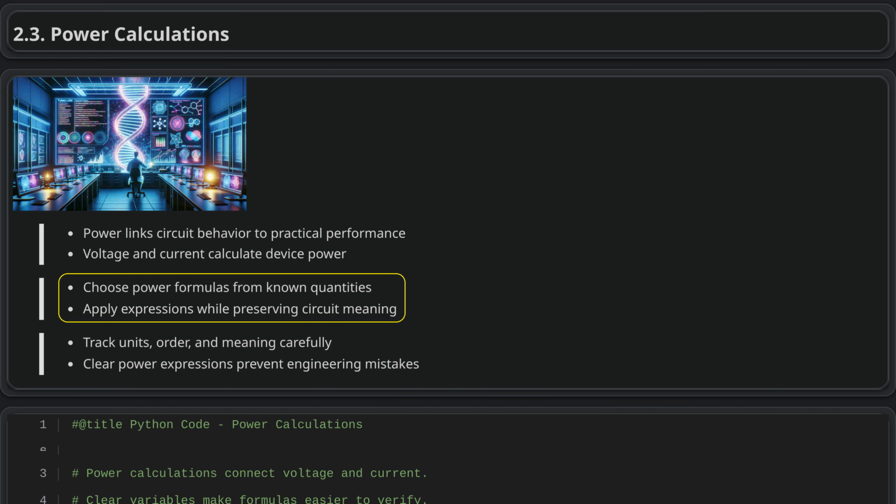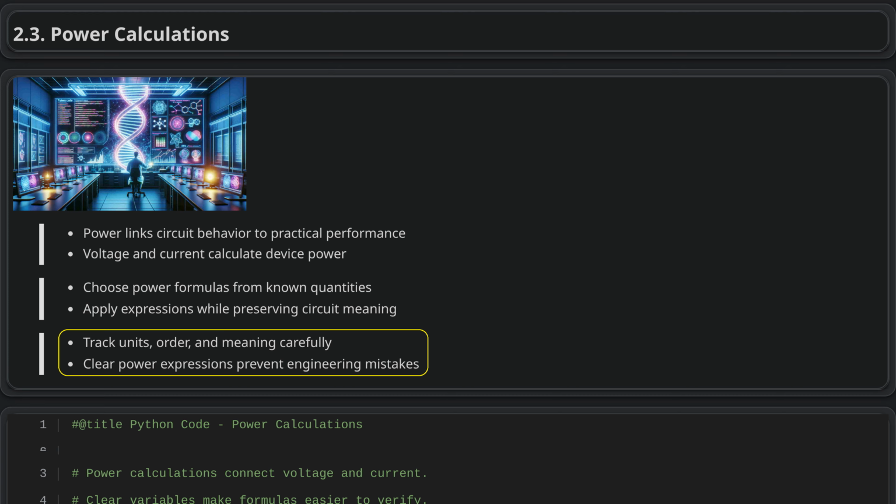Electrical power can be calculated in different ways depending on which quantities are known. Voltage and current give power directly, while current with resistance highlights heating and losses, and voltage with resistance lets you find power without first finding current. These forms help engineers choose the most efficient calculation while keeping the circuit behavior clear.